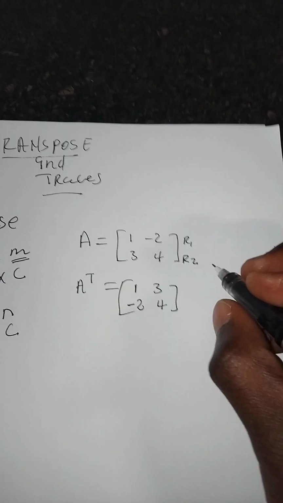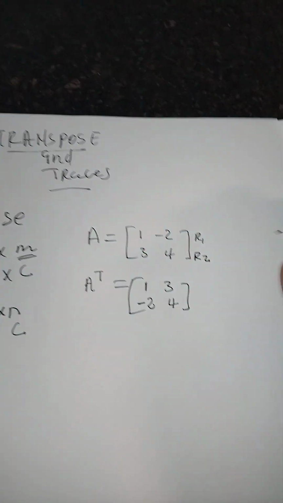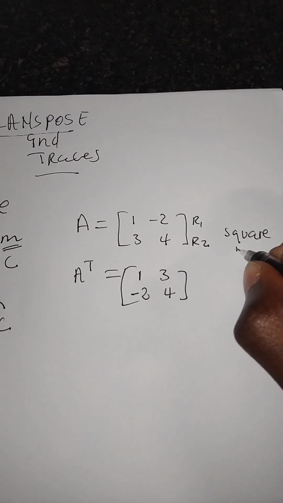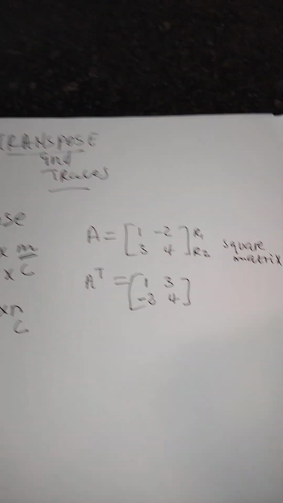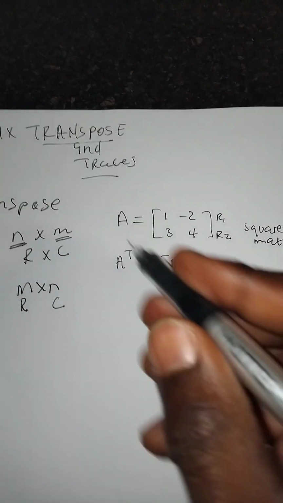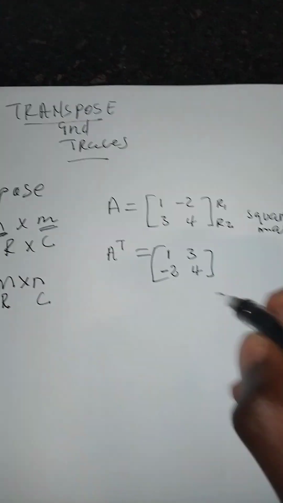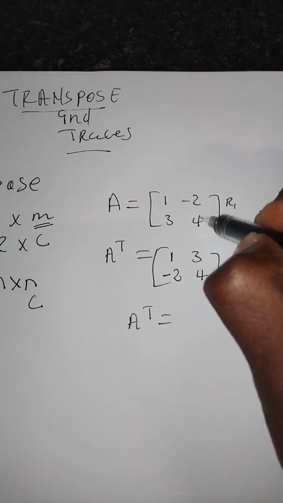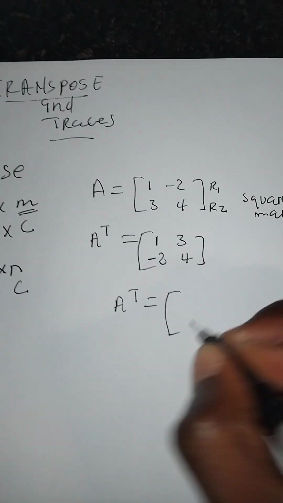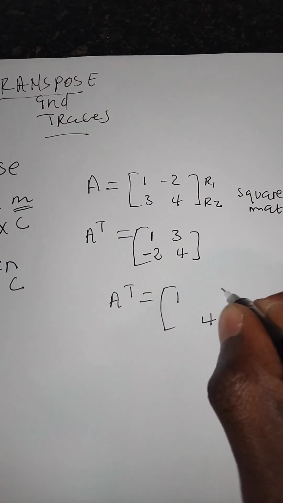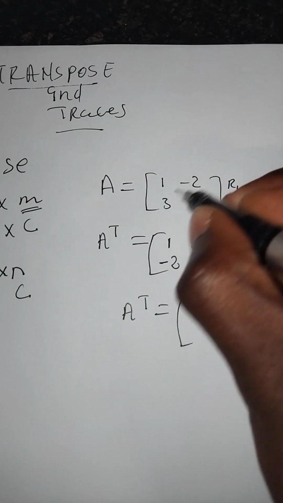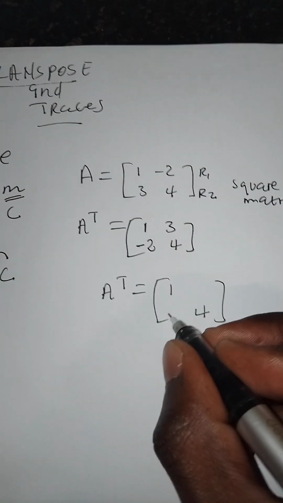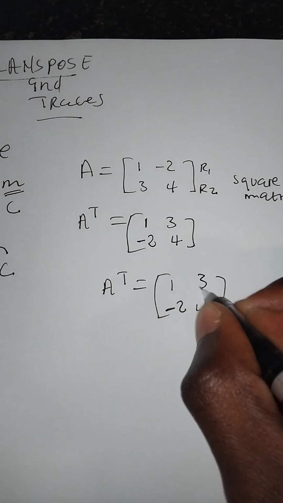Since A is a square matrix, there is another way of finding the transpose, which only applies when we are dealing with square matrices. If we want to find the transpose, we keep the diagonal as it is. We do not change the diagonal. The diagonal is 1, 4, like that. Then we swap the corresponding entries across the diagonal. So basically, we are going to swap -2 with 3, like that.